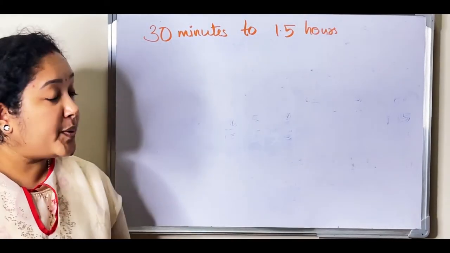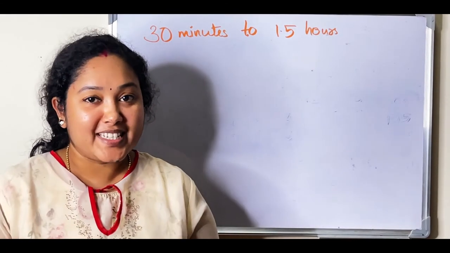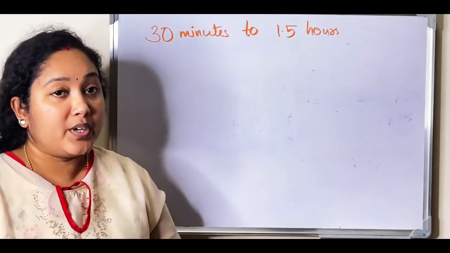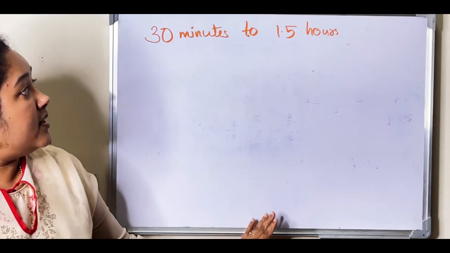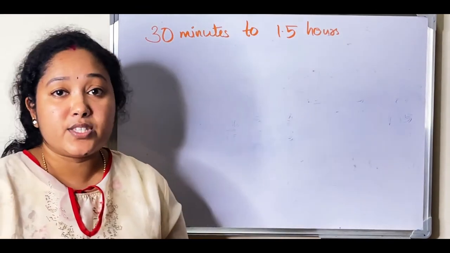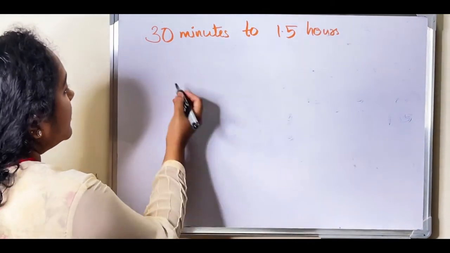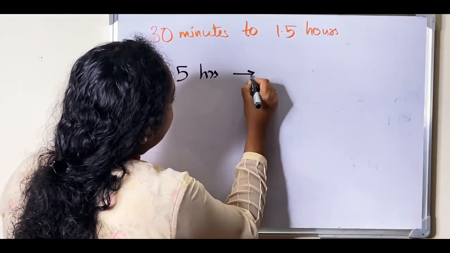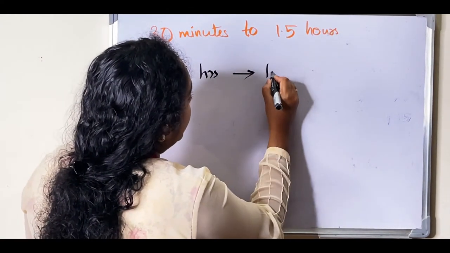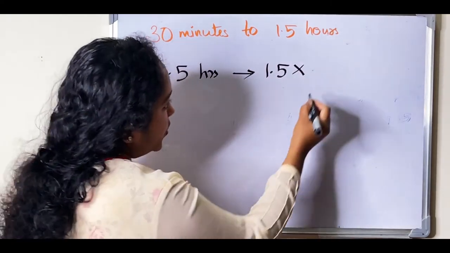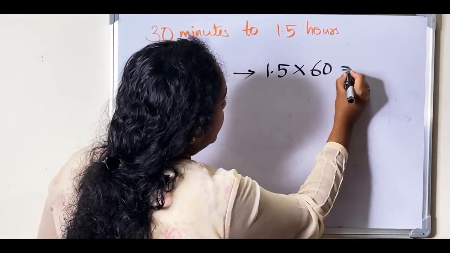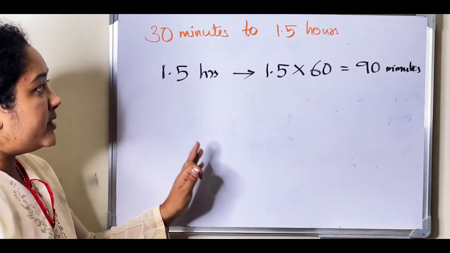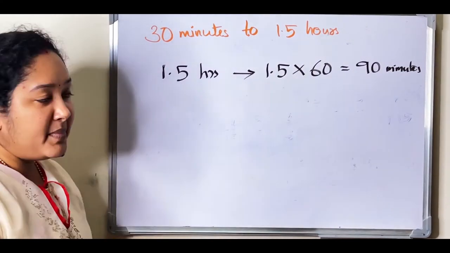30 minutes to 1.5 hours. Two quantities can be compared only if they are in the same unit. Here, one is in minutes and one is in hours. So, we can change these units. 1.5 hours can be written as 1.5 into 60, that is equal to 90 minutes. Here 1 hour changed into minutes is 60 minutes.